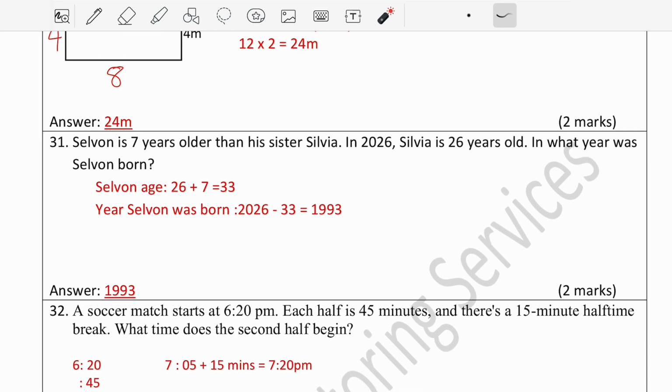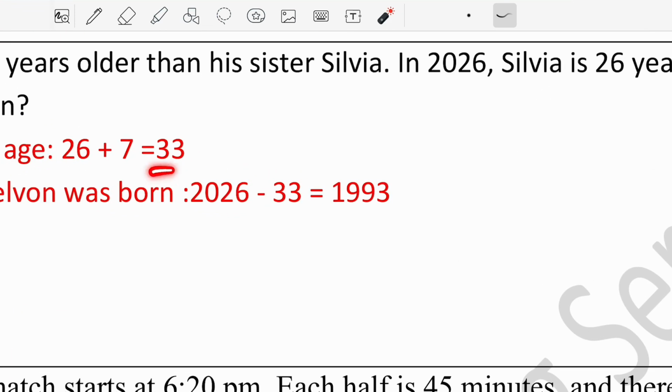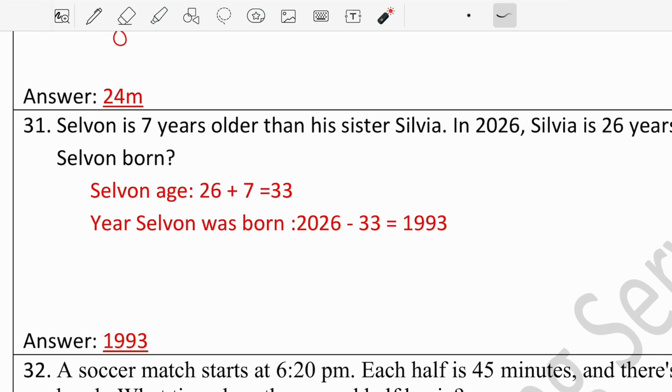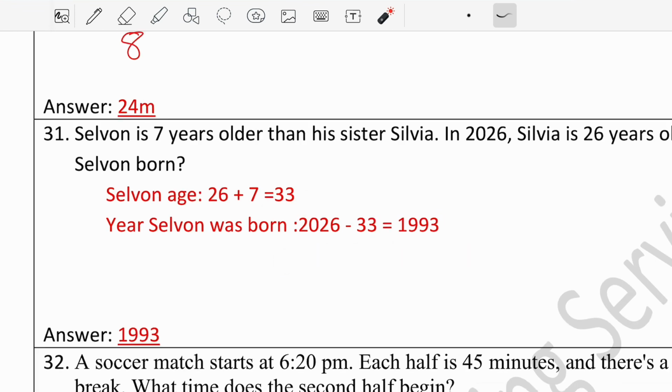Next, we have an age question. Salvan is 7 years older than his sister Sylvia. So we can say 26 plus 7, which will give us 33. So Salvan is 33 in 2026. So we can simply minus his age from the year to get his date of birth. We can simply subtract his age from that year that he was that age, and we'll get his date of birth or year of birth.